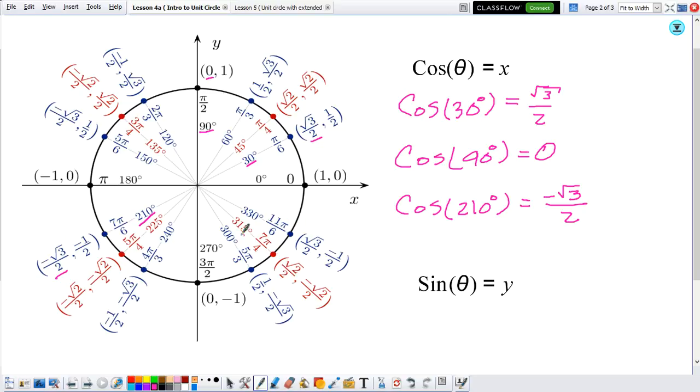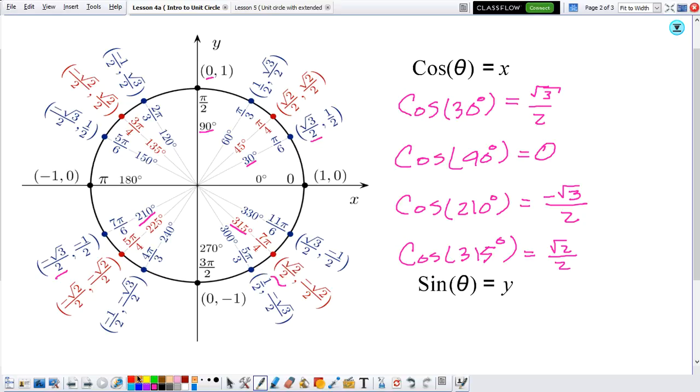Now, for the last one, let's choose a random degree. Let's look at 315. What is the cosine of 315? Well, look at the degree. It's right here. Look at its coordinate point. We have square root of 2/2, comma, negative square root of 2/2. If I want the cosine, I look at the x. So our answer is square root of 2/2.